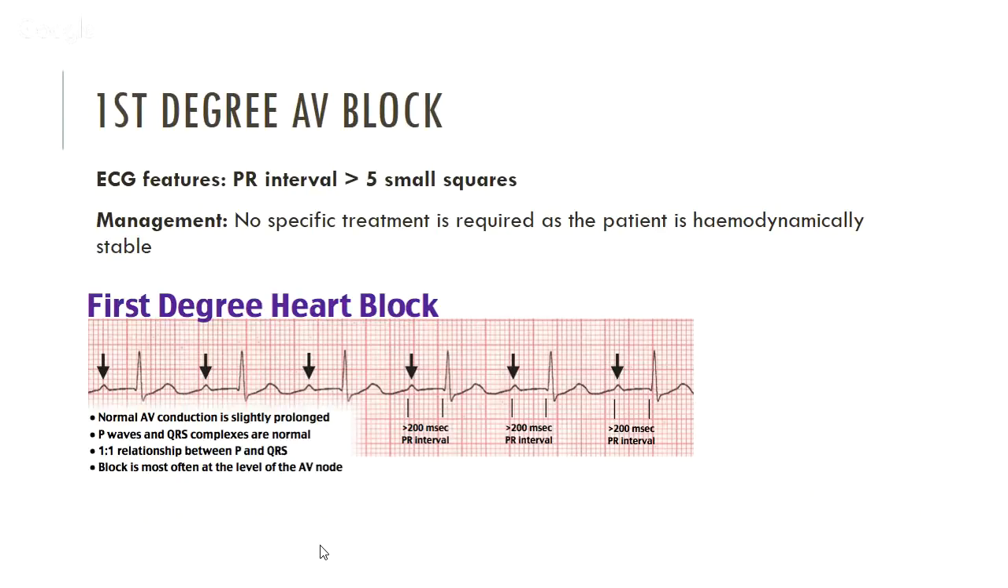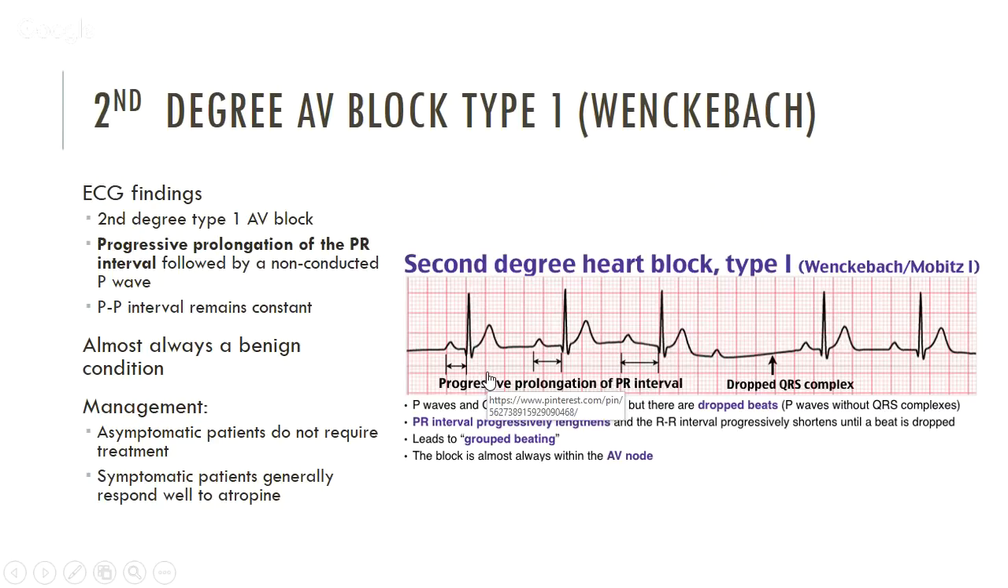So, different types of heart block. The first degree is pretty simple. It's just PR greater than 5 small squares, and there's a one-to-one relationship between P and QRS. Second degree, also known as Wenckebach, is when there's prolongation of the PR interval and then a sudden dropped QRS complex. And like first degree AV block, it's usually quite benign.